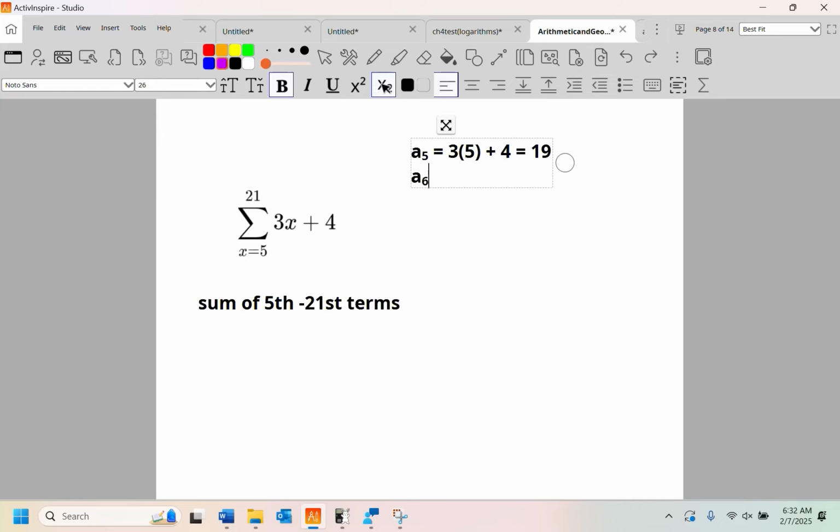So let's see, and to make sure what it is, let's see if it's geometric. The next term we plug in a 6. That's going to be 22. The next term we plug in a 7. That's 25. So you should be able to look at these and you should be able to decide that there's a common difference of 3.